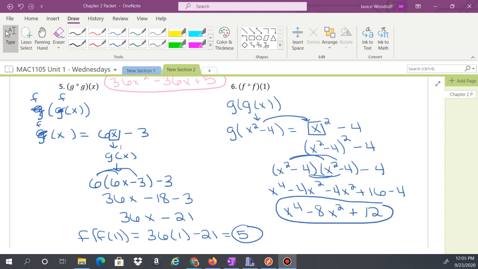And just a quick check up here, 36 minus 21 is not 5, it's 15. Because apparently I cannot add and subtract today.